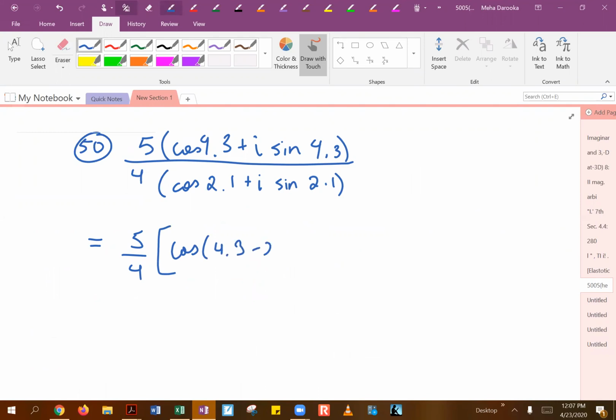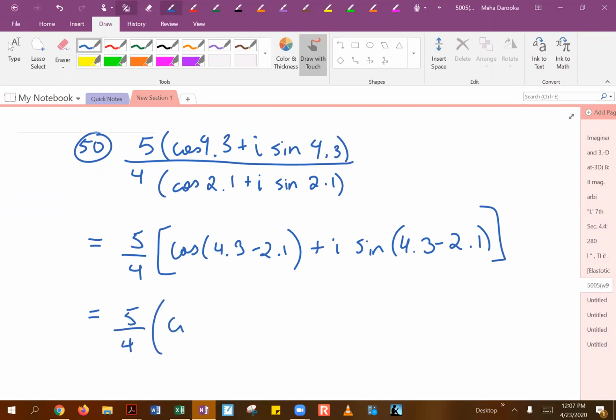So this is where we subtract our angles, right? Yeah. Now, of course, we cannot reduce down 5 over 4, so we will leave it as it is. And then what does your angle become after you finish the subtraction? 4.3 minus 2.1. 2.2. Yeah, very good. 2.2.